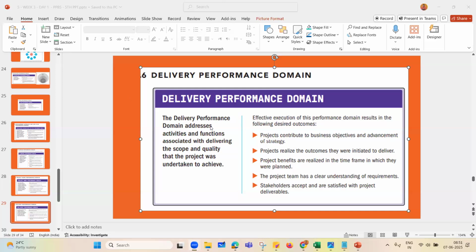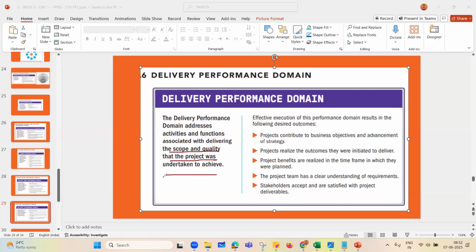Here it says that when you define the scope and quality that the project was undertaken to achieve, it means that you are not delivering all at once. There is always spillover. Imagine yourself going to McD and having a big burger, or going to Burger King and trying to have the Whopper. Are you aware of the Whopper? And trying to take the entire bite, thinking of grabbing everything all at once. Will it be possible? No, it will create multiple spillovers.